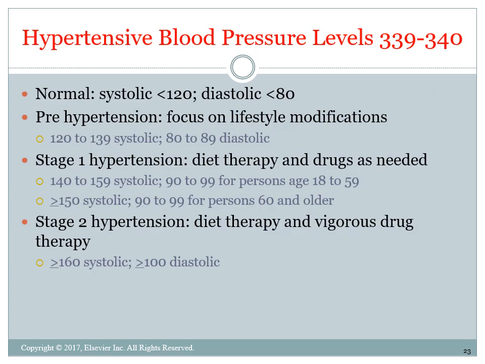So now we're going to look at hypertensive blood pressure levels. So normal blood pressure is systolic, so the top number less than 120 and the bottom number less than 80. Now patients can have pre-hypertension. So when they're pre-hypertensive, the doctor's going to have them focus on lifestyle changes, so diet, exercise, things like that. This is when the systolic is 120 to 139 and the diastolic is 80 to 89.